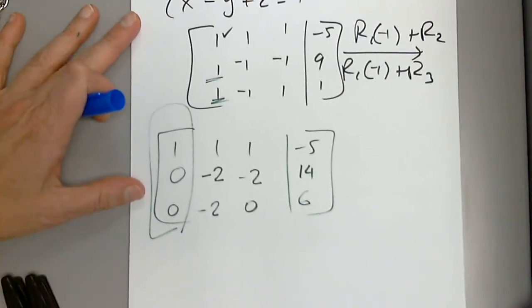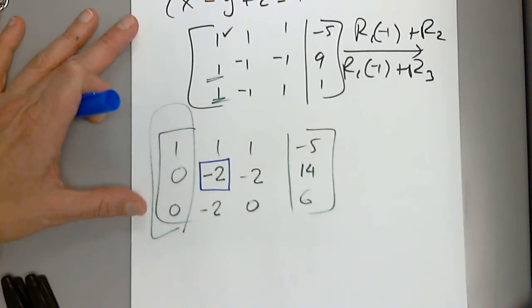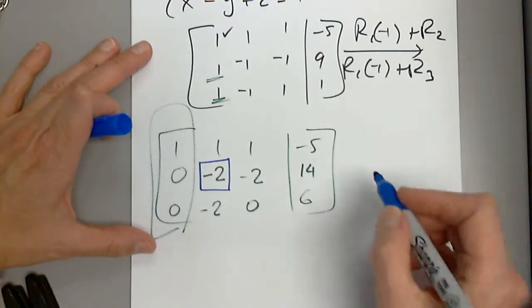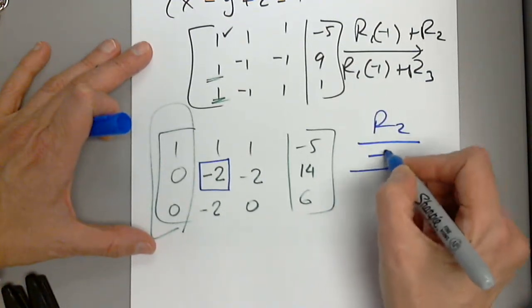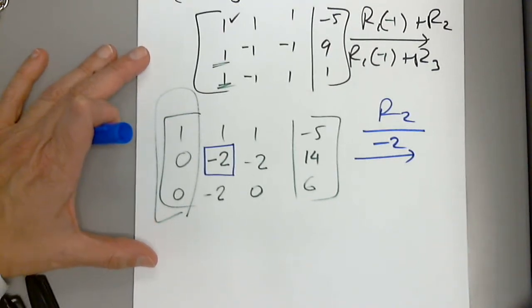Where do I look now? The negative 2. Right here. This must be turned into a 1 somehow. Swap it. Divide the whole row by Row 2 divided by negative 2. Excellent. And we do not pick and choose. We divide the entire row, right?